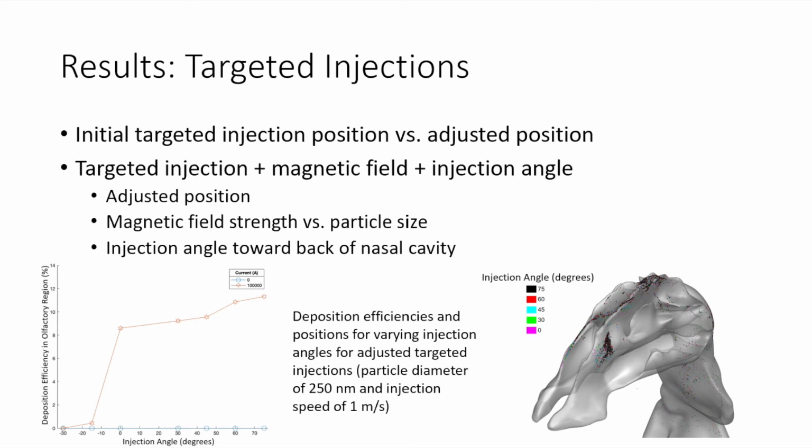Increasing the ejection angle by slanting the spray cone toward the back of the nasal cavity also contributed to higher deposition efficiency. As the injection angle increased from -30° from the vertical to 75° from the vertical, the deposition efficiency increased. With the magnetic field and targeted injection from the adjusted position, the highest efficiency achieved was around 11%.